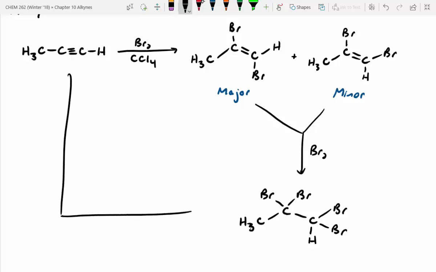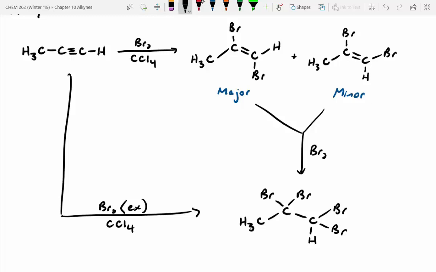Alternatively, you can just do this in one step by using Br2 in excess and carbon tetrachloride to purposely overshoot the halogenation and go completely to your final product shown there. Does that make sense? All right, you honestly don't see these reactions very often because they don't really have much of a practical utility.